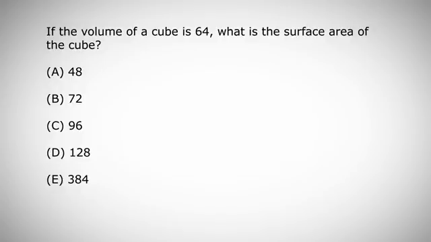When we look at our answer choices, we've got numbers in ascending order. But since we're solving for surface area, back solving is not going to be a viable option here. We're better off doing the straightforward math. So we know that the volume of the cube is 64. Since we know that the volume of a cube is one side cubed, and we know that the volume is 64, one side cubed is equal to 64. So the length of one side is going to equal the cube root of 64, which is 4.